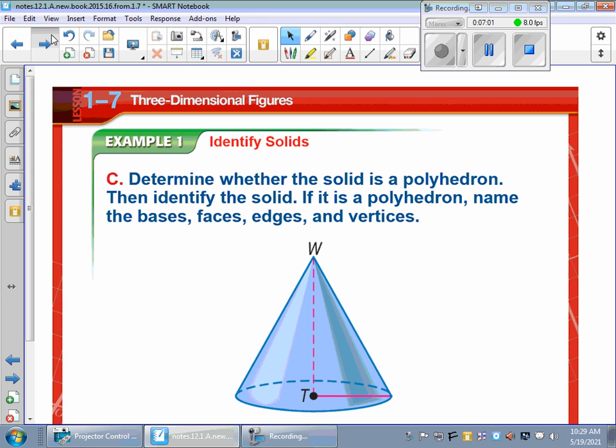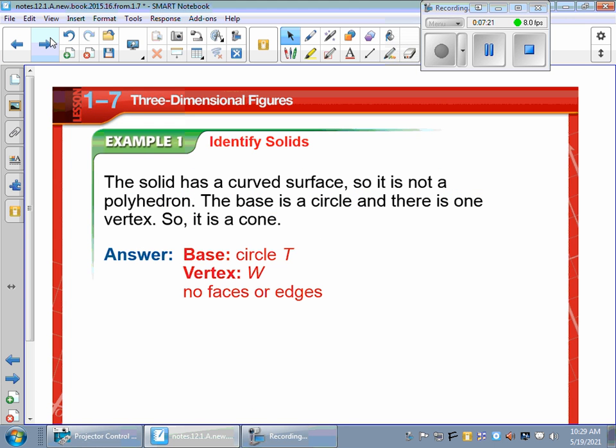Same idea here, see what you can get here. This one here, is it a polyhedron? No, it is not. We would name this by a cone, and your base is circle T, no faces, no edges, and your one vertex is W. So that right there will give you all that information.